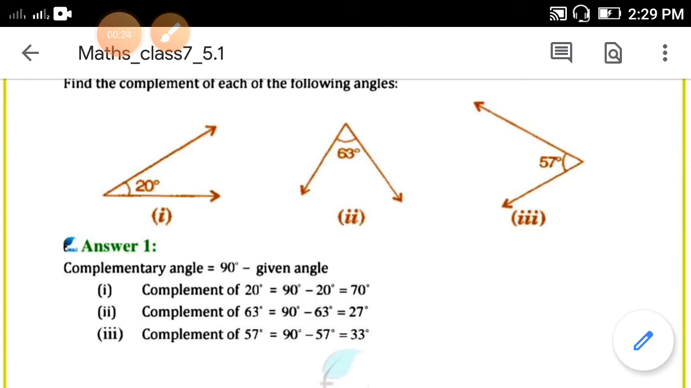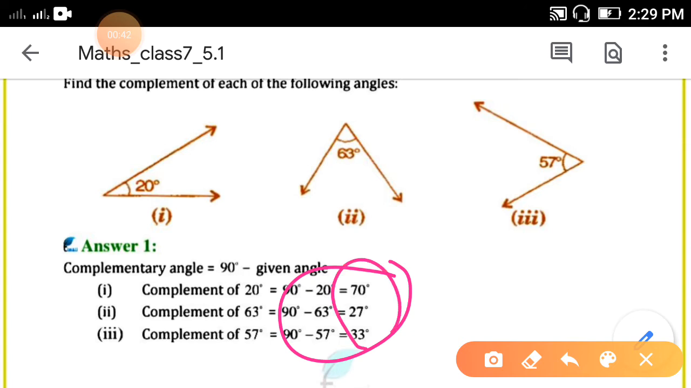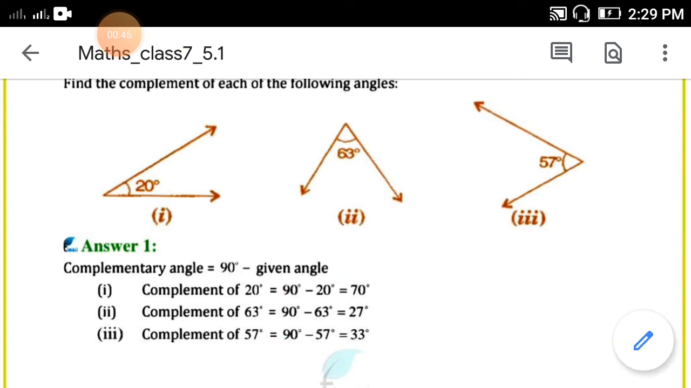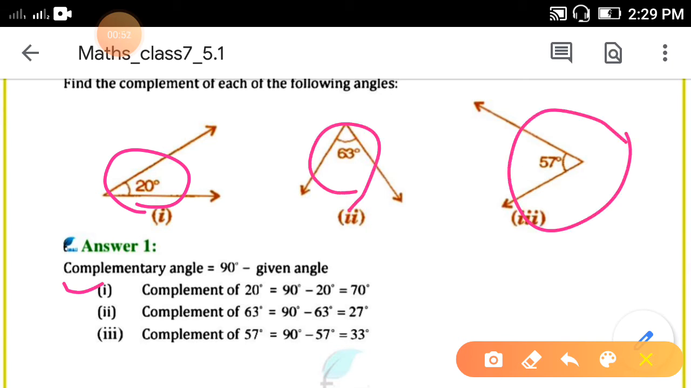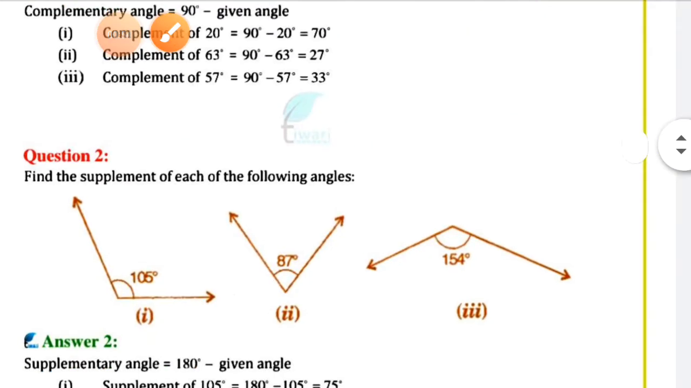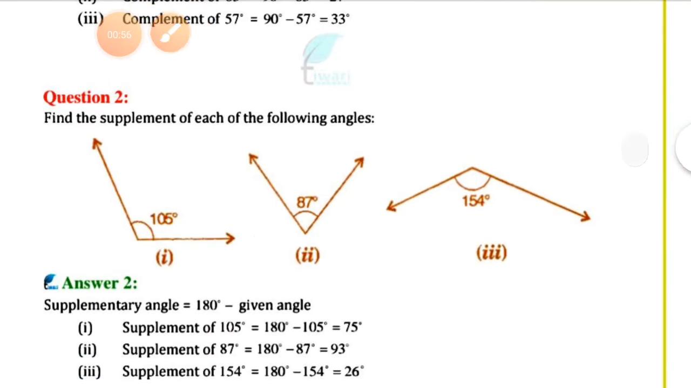You have to remember if complementary angles are given, then the sum of both angles is 90 degrees. So to find the complement of the angles, you have to subtract all the angles from 90. You can check, and whatever answer you get, that is your final answer. First, 90 minus 20, second, 90 minus 63 degrees, and 90 minus 57 degrees. You have no need to draw any angle, no need to take measurements.